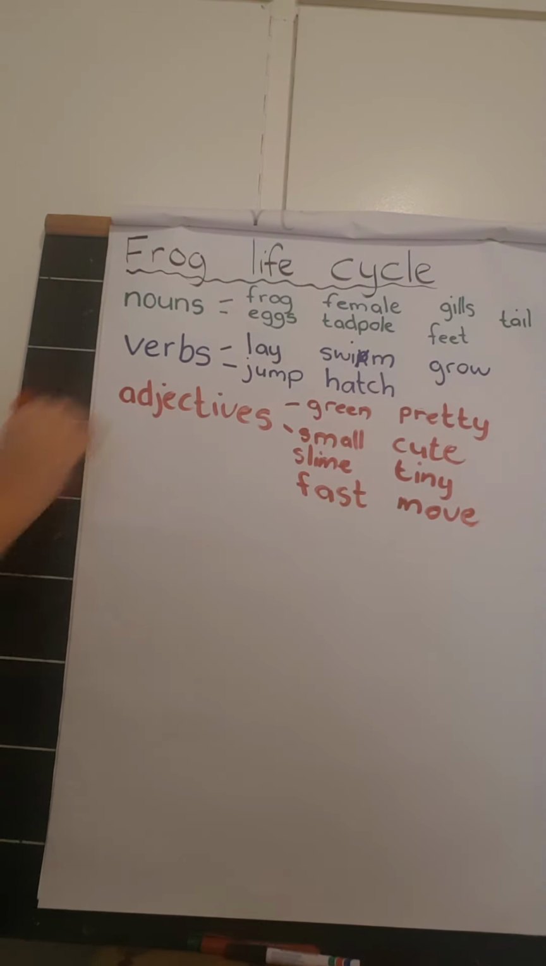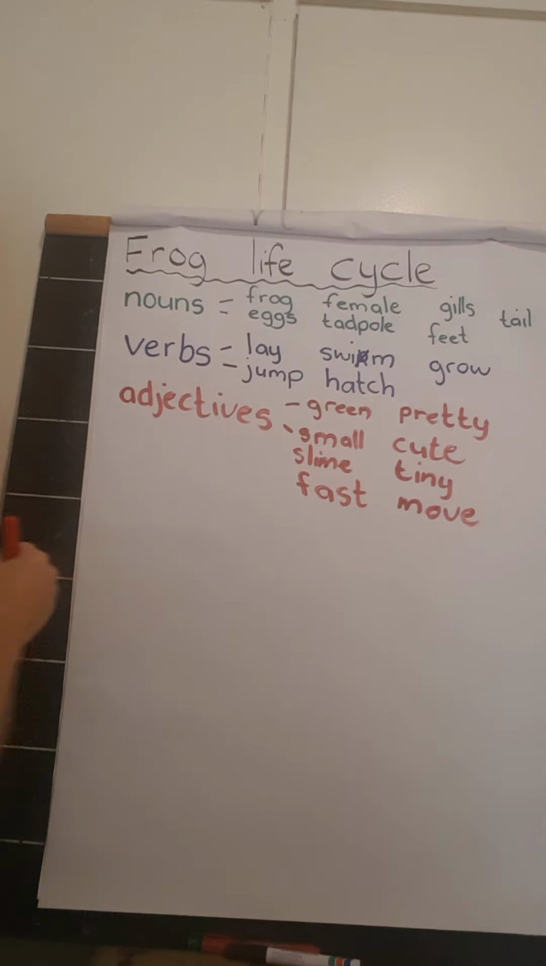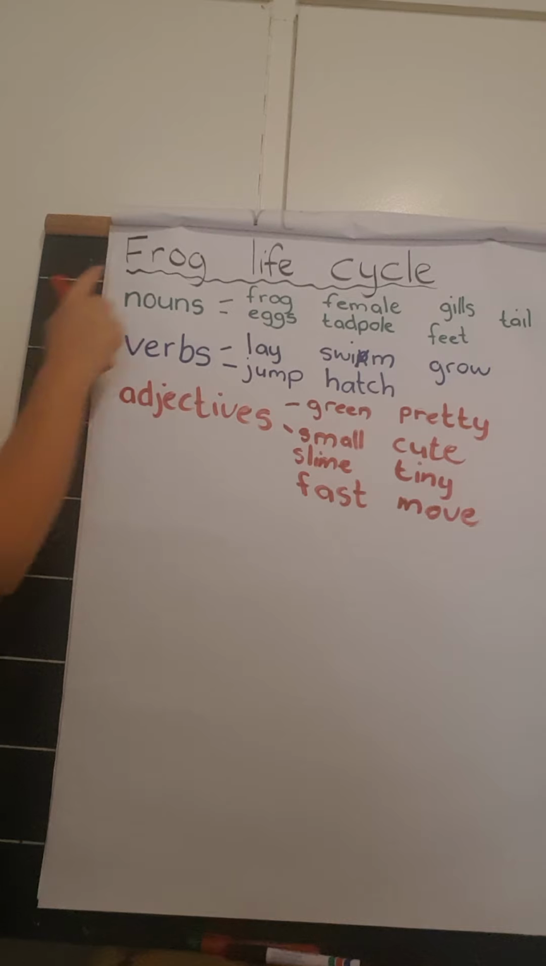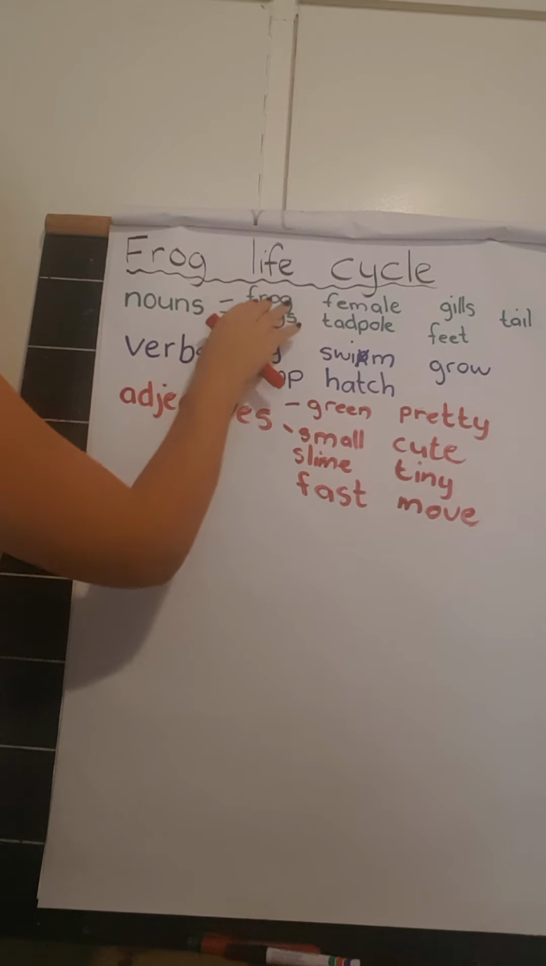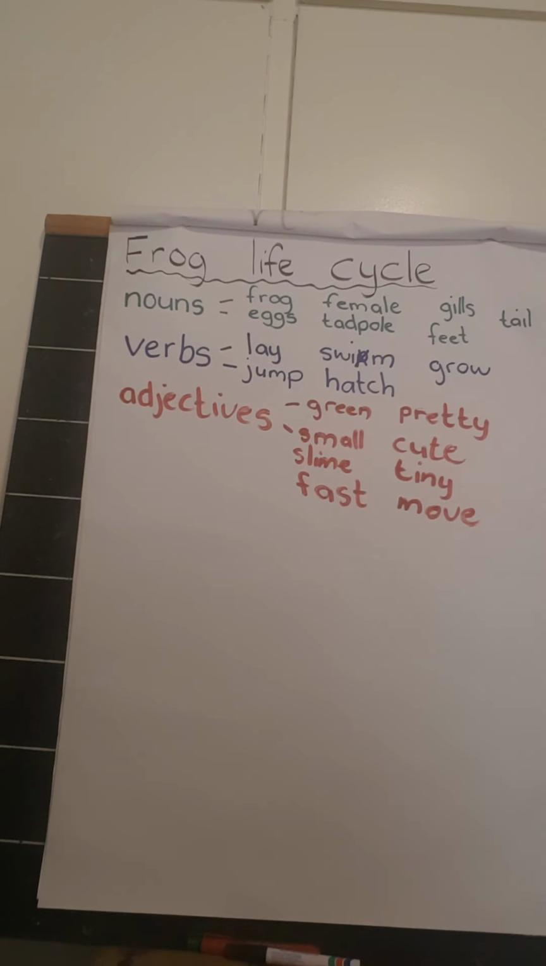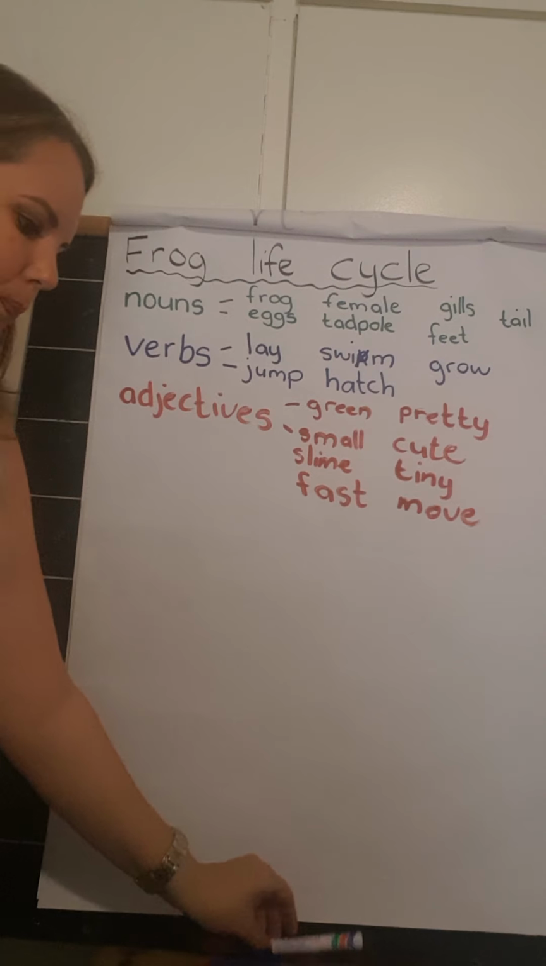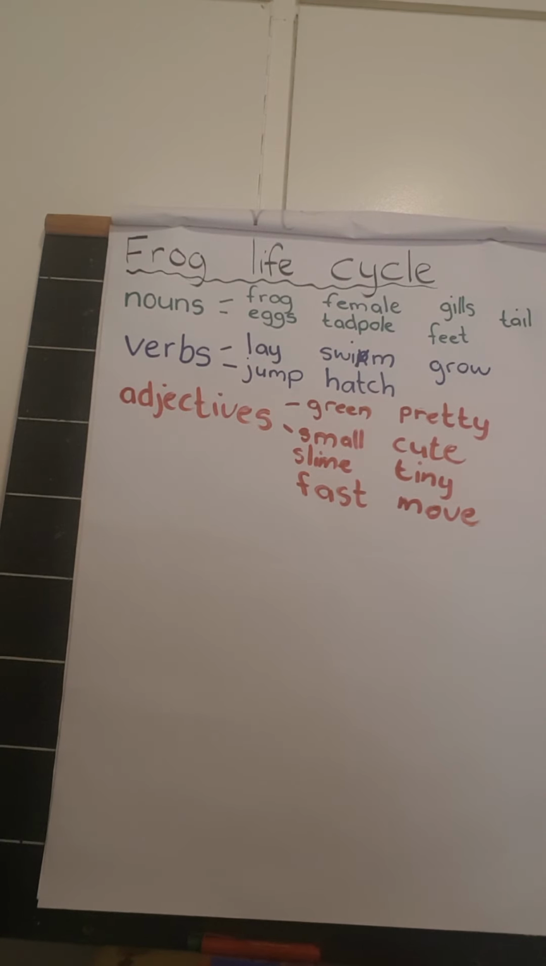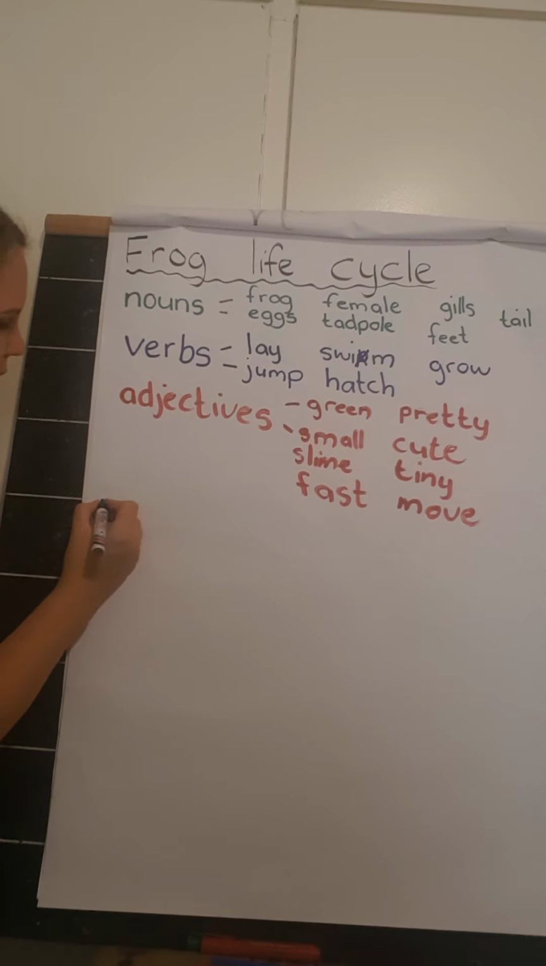Now there we go. So we have our nouns, which is the thing that we speak about. In this case, it's a frog and a tadpole. The verbs, what are the actions that these frogs or tadpoles do? And adjectives, what words could we use to describe our frog? Now, I'm just going to do sentence number 1, maybe number 2 with you to give you an idea.